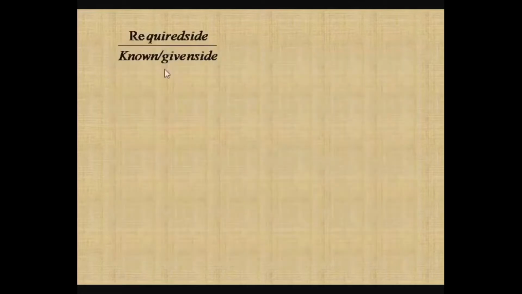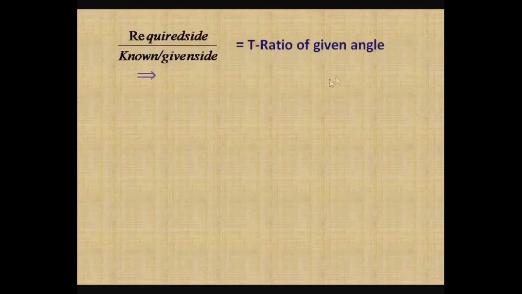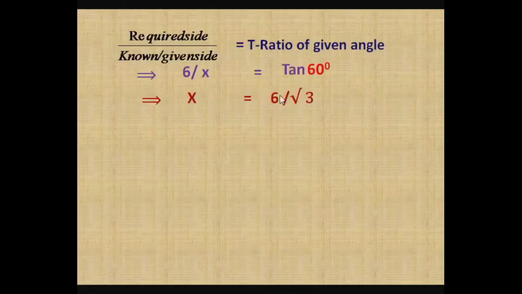The required side by the known or given side is equal to the trigonometric ratio of the given angle. Here, what is required? 6, the height of the building, is given, and the distance from your foot to the target, I am assuming, is x, so 6 by x is equal to tan 60, since opposite by adjacent is tan. Hence, x is equal to 6 by tan 60 degrees, that is 6 by root 3.